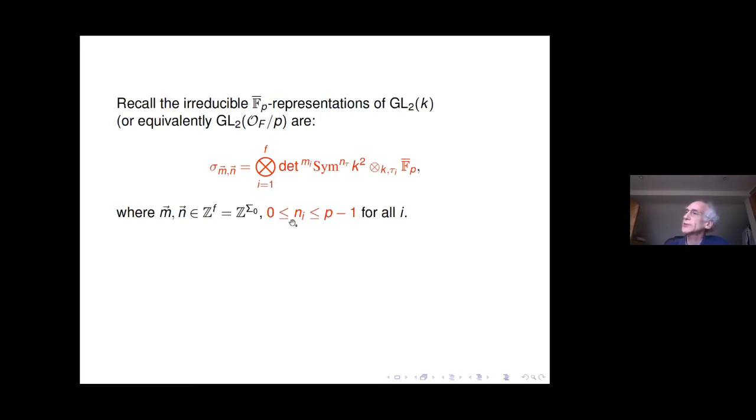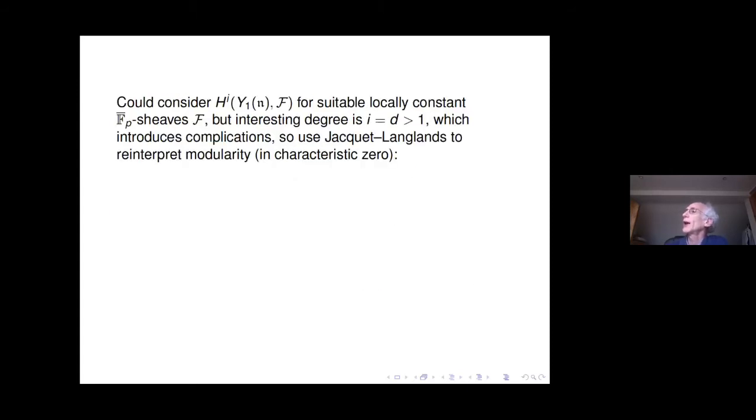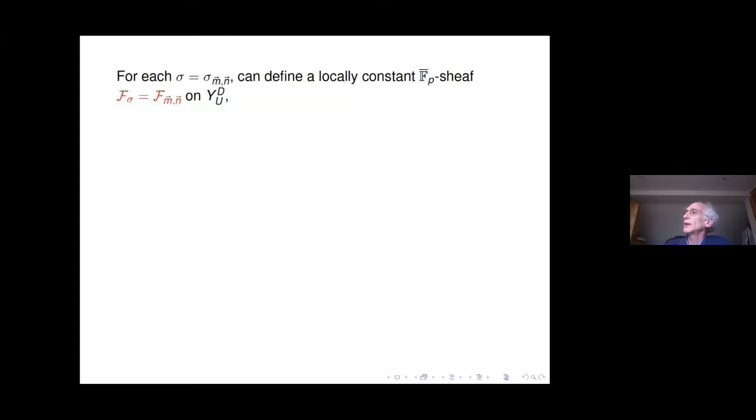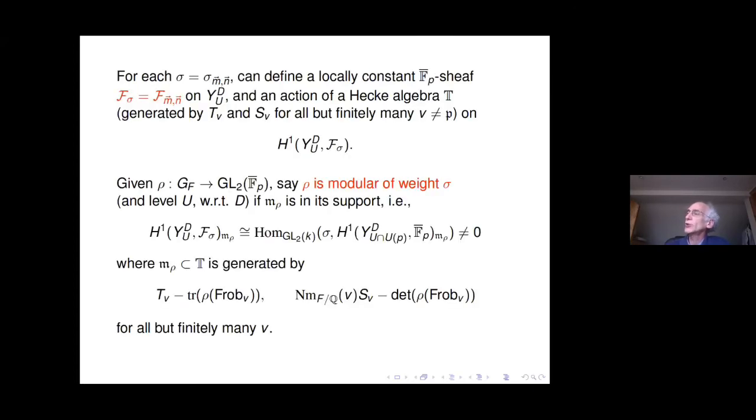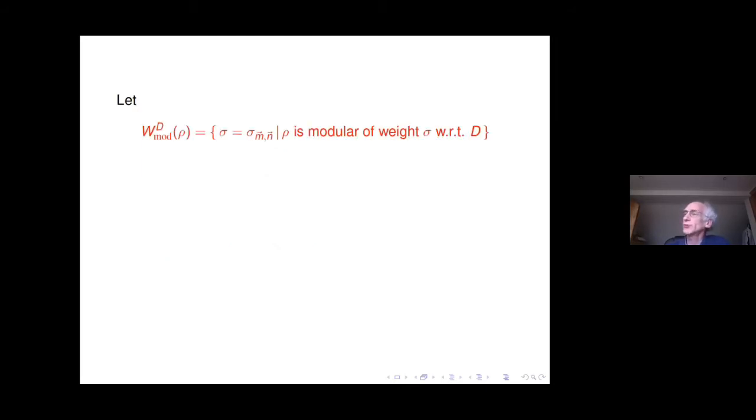The symmetric powers have degree between 0 and p-1. And then there's a natural notion of what it means to be modular of some weight, which I formulated in terms of an indefinite quaternion algebra, and the cohomology of the associated Shimura curve. But for the rest of the talk, that's not going to be important. This D is auxiliary.